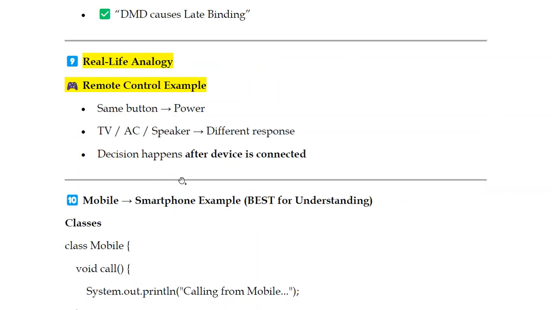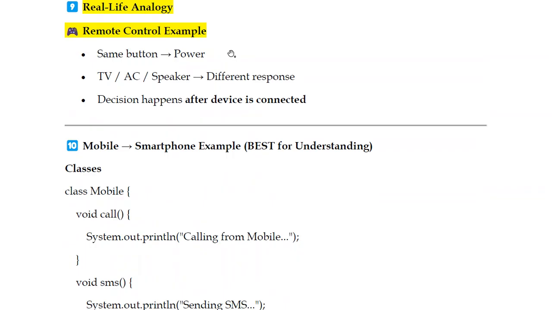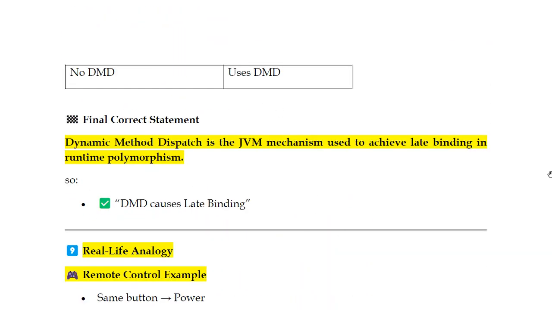A real-life analogy: take a power button. The same power button works with different responses for TV, AC, speaker, fan, whatever it is, automated fans too. So the decision happens only after the device is connected. After the object exists, the designing happens; that is runtime polymorphism. Which method should work is decided by DMD, the process, dynamic method dispatch. And who is connecting or linking with that method, meaning the execution part, that is the late binding.